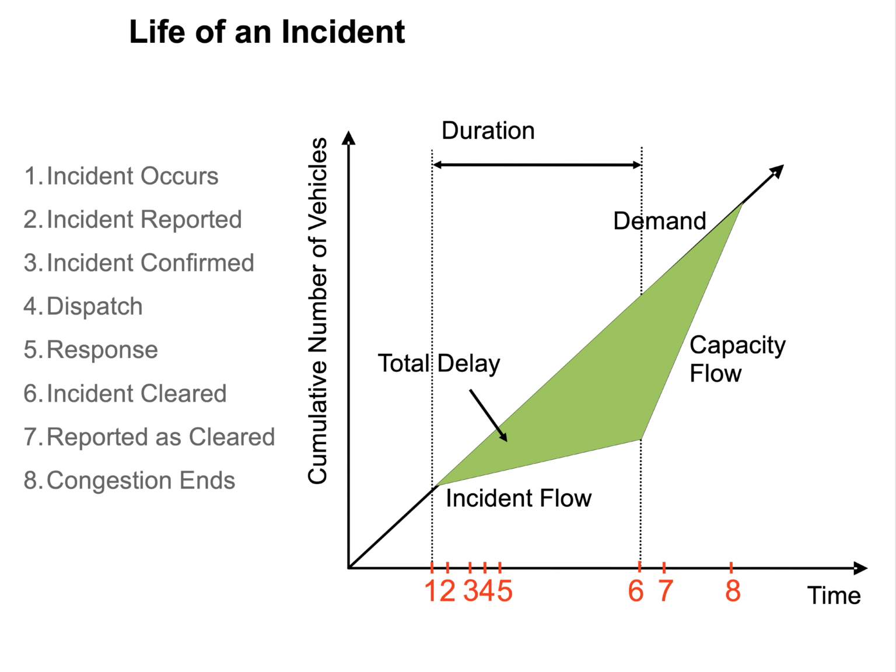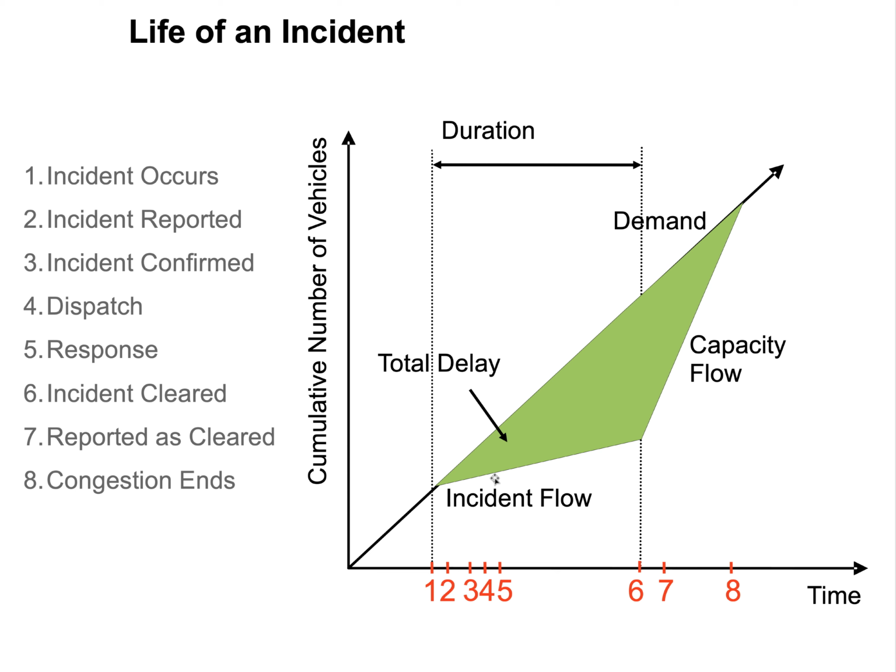So at time 1, an incident occurs. And let's just say that that incident blocks one lane. And so the flow that is able to pass by the incident is much lower than the demand. So the slope of the line above the words incident flow, that's the flow that is able to pass once the incident occurs. Time number 2, usually it takes a while for the incident to get reported to the traffic management center. Time 3, a little bit later.